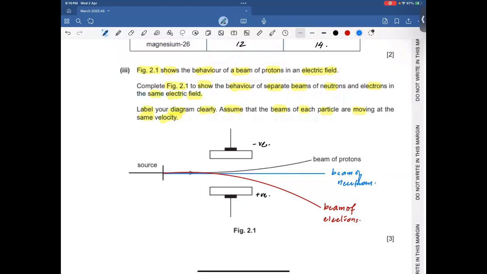So neutrons are neutral. They will not show any sort of deflection between these two charged plates. Protons are positively charged. They will deflect towards the negative plate. Electrons are negatively charged, so they will deflect towards the positive plate. And obviously, the proton has a smaller angle of deflection, whereas the electron has a greater angle of deflection. And we have discussed such issues in the class. Hope you remember that.